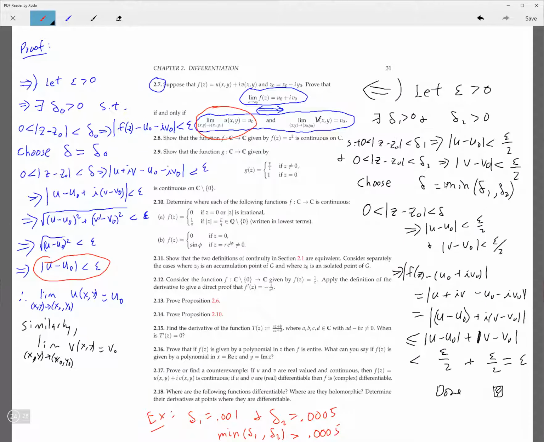So those are both positive numbers. So one of them will be smaller than the other, or they could be the same size. So if these are both 0.001, then the minimum is 0.001, right? They're both the same.